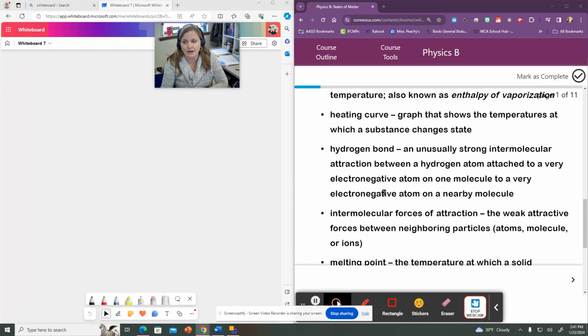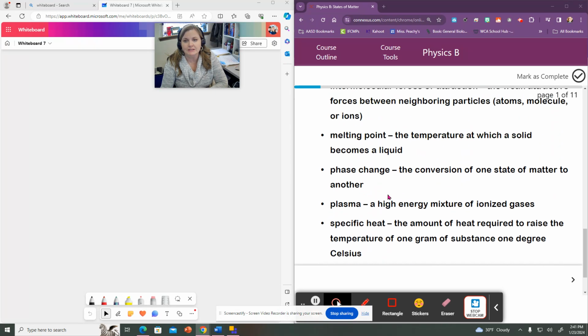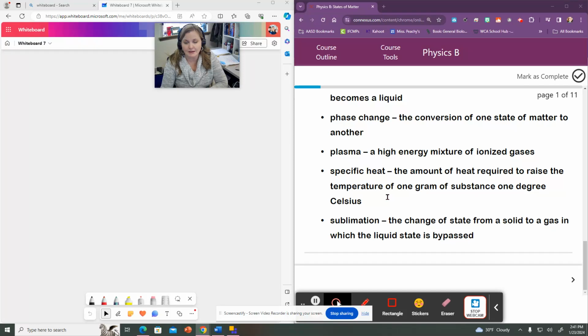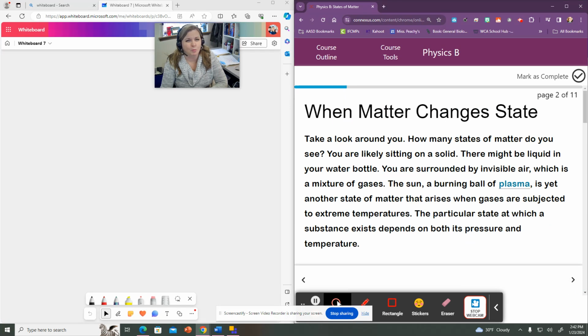Intermolecular forces of attraction, melting point, phase change, plasma. Specific heat is another thing that you might not be familiar with. The amount of heat required to raise the temperature of 1 gram of a substance 1 degree Celsius. And it's a very specific definition. And then sublimation is another word you might not be familiar with. This is a change of state from a solid directly to a gas. You might not be familiar with the word sublimation, but I bet you've seen the process of sublimation before.